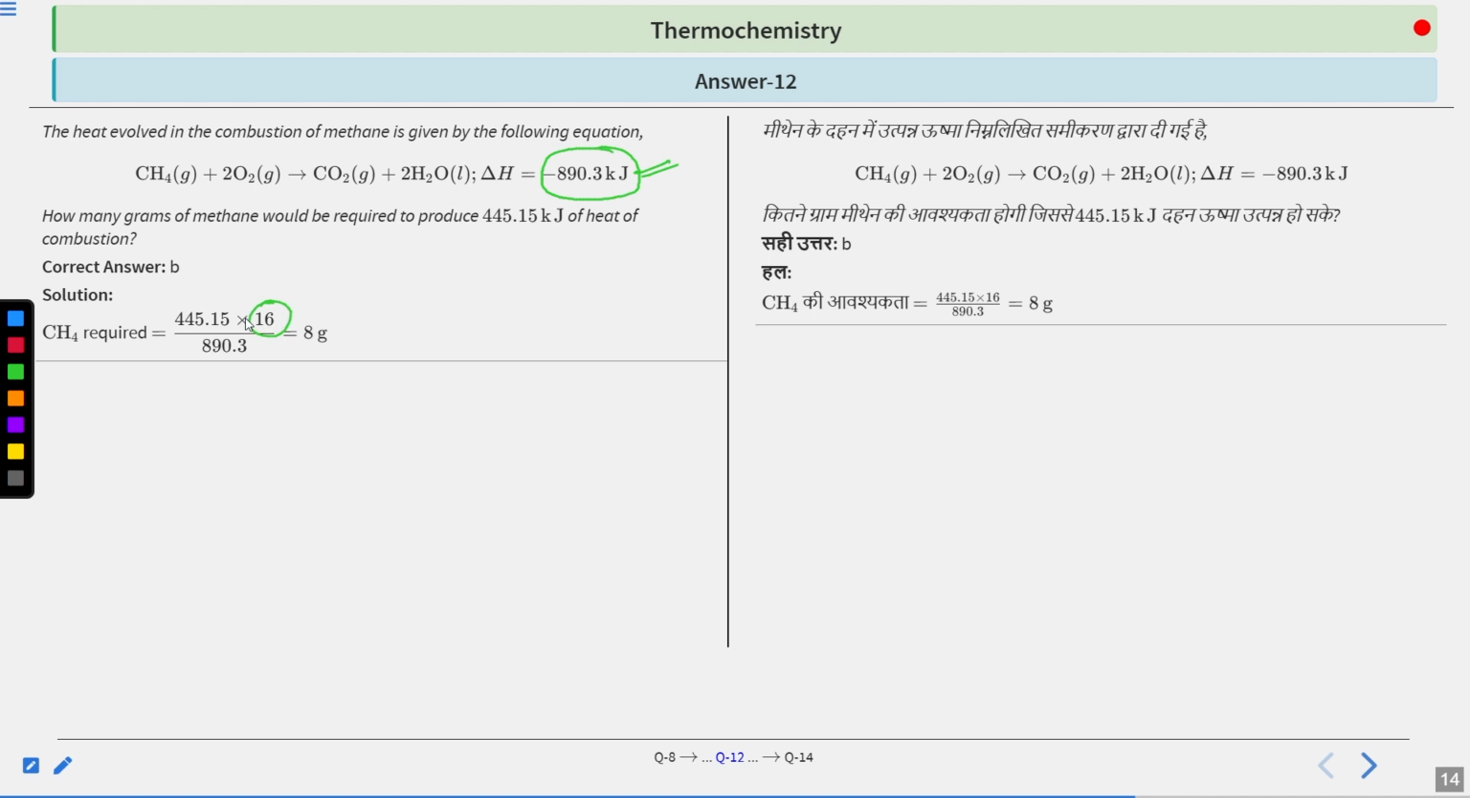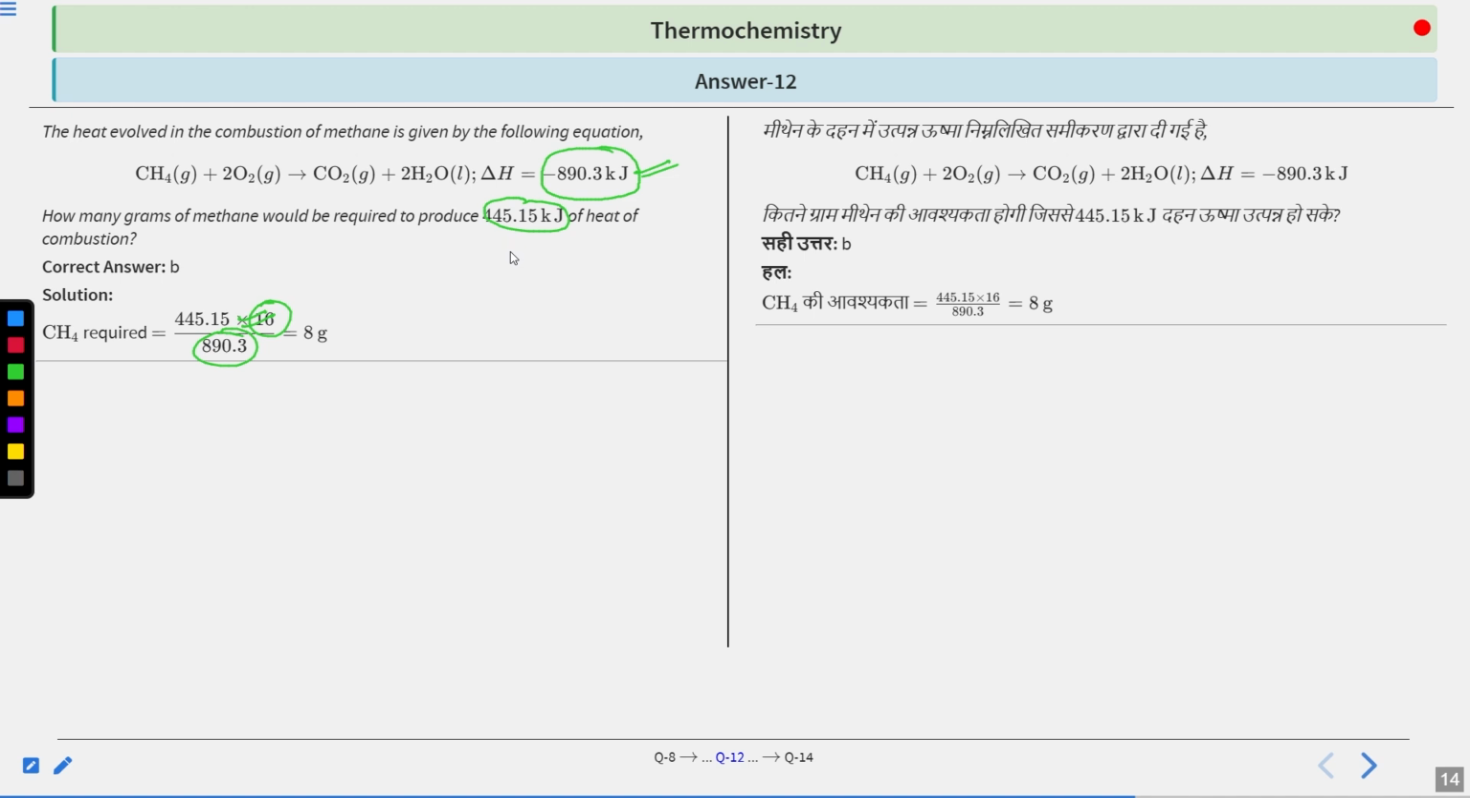So it will be simply 60 by 890.3. Clear? It's very simple. I have not used the negative sign because ultimately this will get cancelled out with the 445.15 kilojoule. So what I was saying is that to produce minus 890.3 kilojoule, 16 gram of methane was required, or 1 gram mole of methane was required. Therefore, to release minus 1 kilojoule, 16 by 890.3 kilojoule of energy will be required.